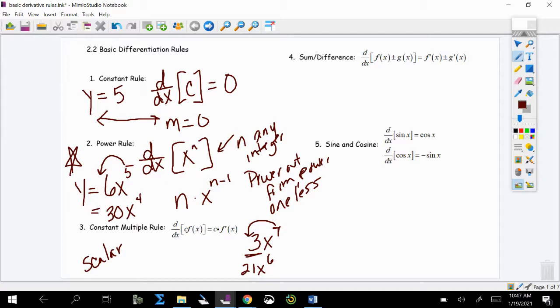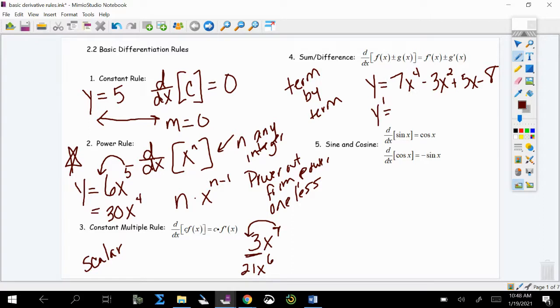Rule 4 is also one that usually comes pretty natural to students. It's called the sum and difference rule. What the sum and difference rule says is if two functions, or more than two functions, are being added or subtracted, or a little bit of both, you derive term by term. This is true for any addition or any subtraction. For example, if you have something like 7x to the 4th minus 3x squared plus 5x minus 8, you have this big polynomial with terms that are being either added or subtracted. When I go to derive, I go one term at a time and derive it individually using our power rules and our coefficients.